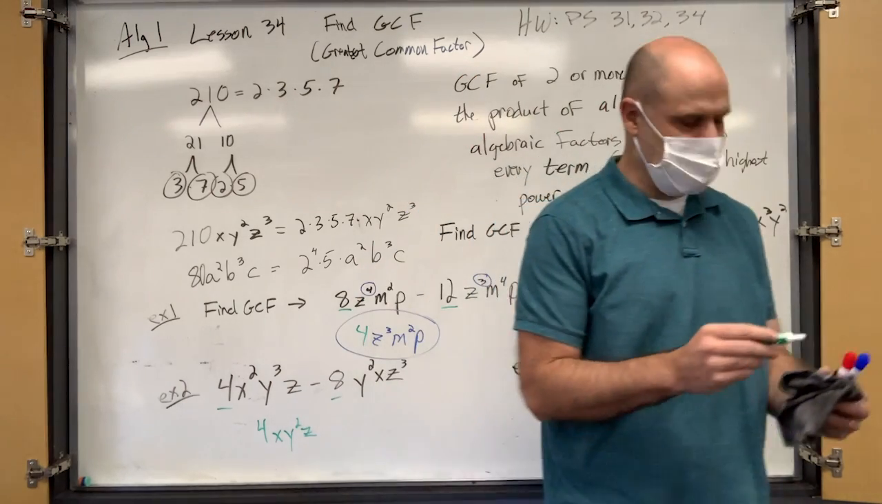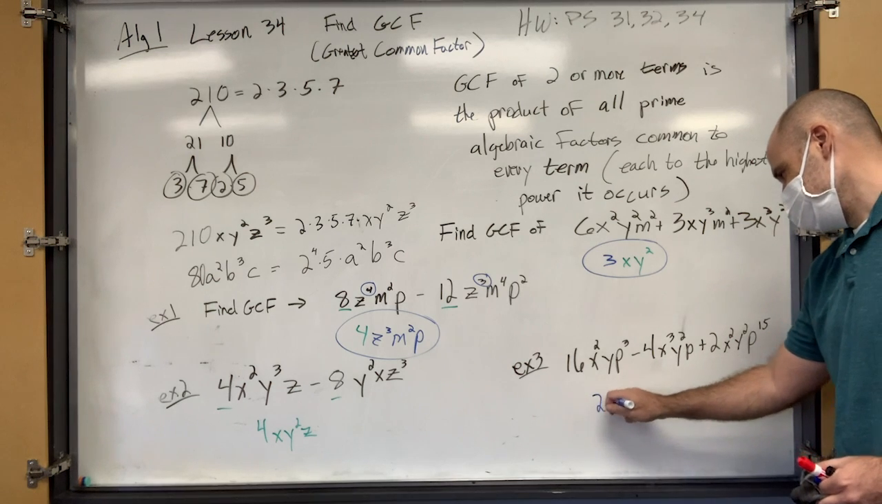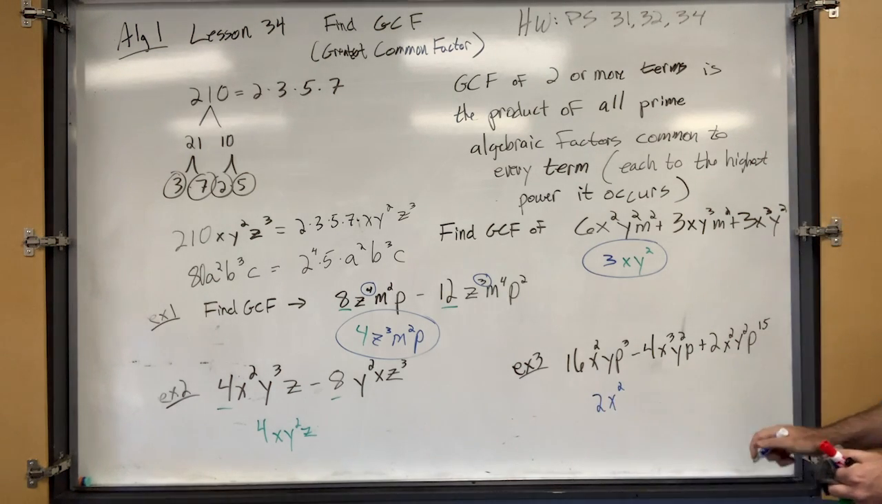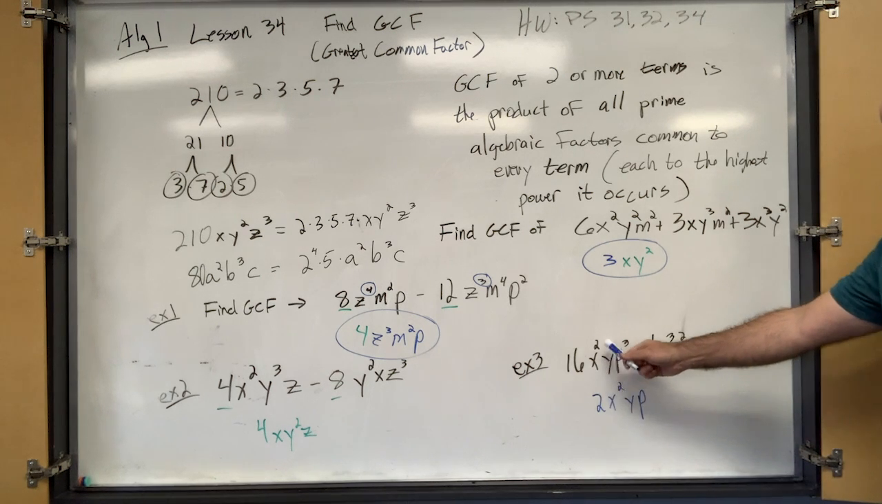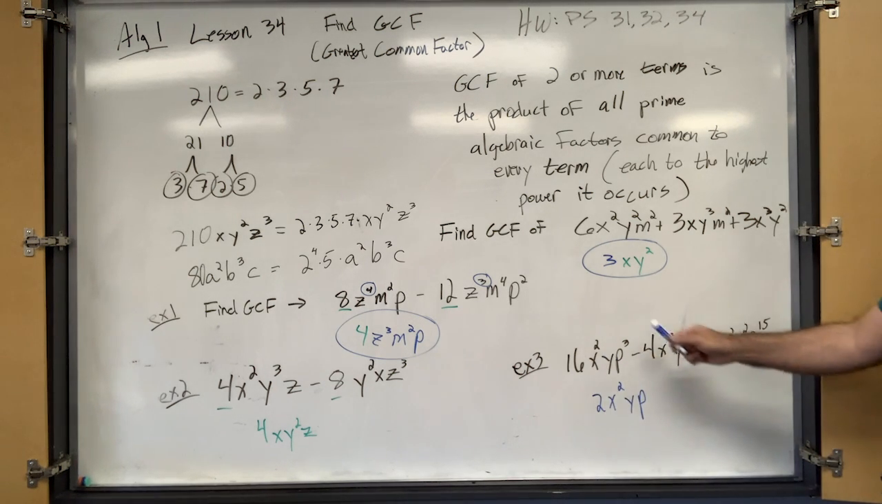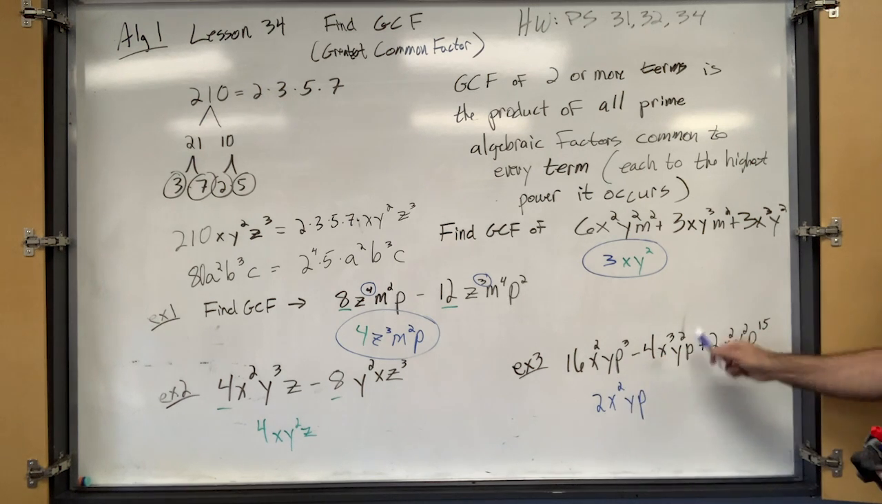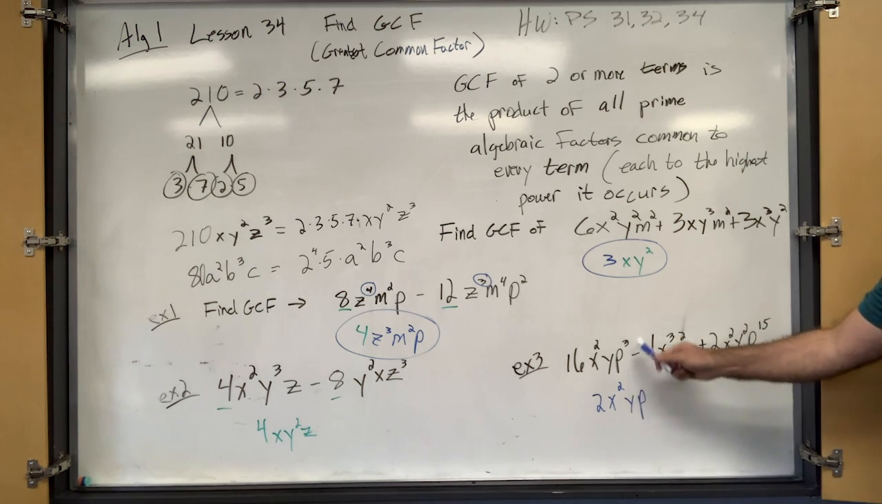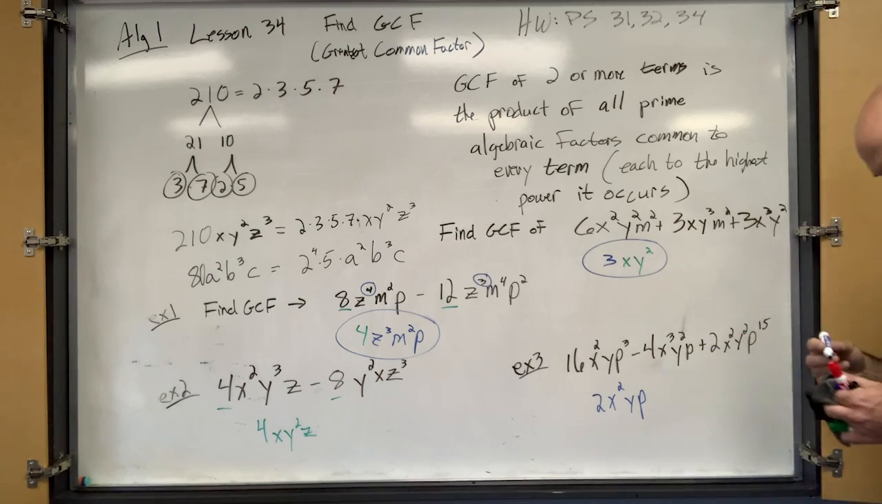Awesome, good job. All right, who else for example 3? What'd you get? Okay. I got 2x to the second yp. So y, just yp? Just y. Okay, so the smallest exponent of x is 2 because there's a 2, 3, and a 2. Smallest y exponent is just y squared, so just a y. P cubed, p, and p to the 15th. So the smallest p is just p to the first.